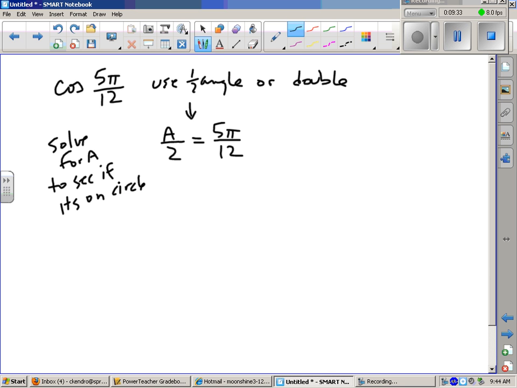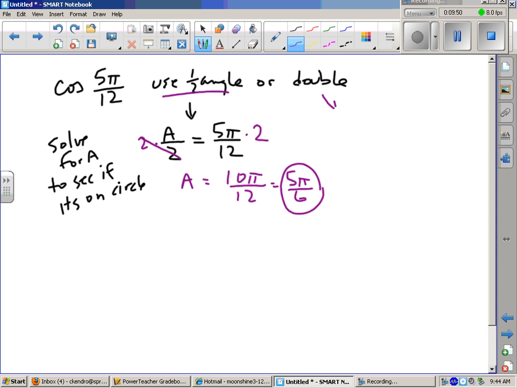So right now, I'm going to multiply both sides by 2 to get that alone. So I get 10 pi over 12, which is 5 pi over 6. Is that on our circle? It most certainly is. So we will be using half angle.